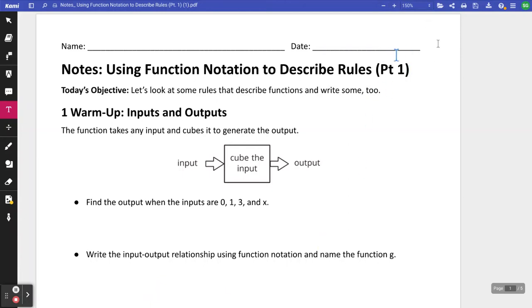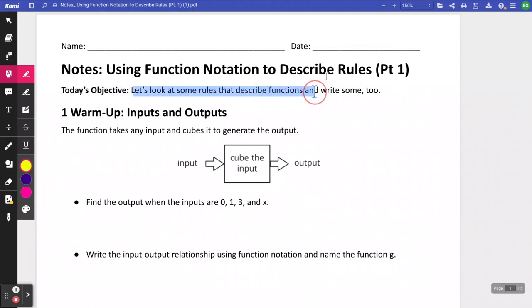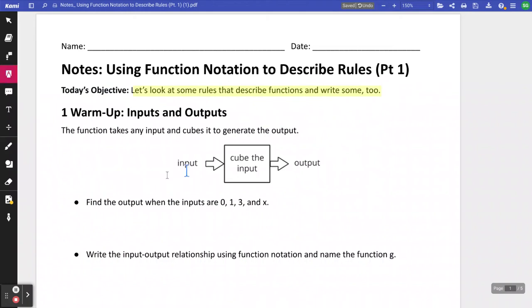You'd notice right here up at the top that this is part 1. So we are starting this conversation today and then going to continue it tomorrow. The focus of this particular lesson is right here. We are going to be looking at some rules that describe functions and writing those rules as well. The focus tomorrow is going to be on this, but also bringing in some of our graphs that we've been using.